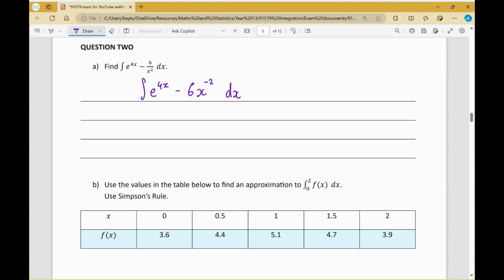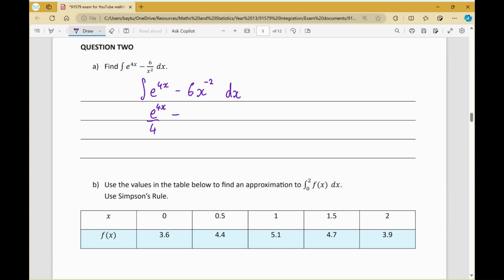So for the e to the power of x, we need to think about chain rule, as in differentiating but in reverse. So the integral of e to the power of 4x is e to the power of 4x, and then we divide by the derivative of the power, which would be 4. So we'll go over 4.